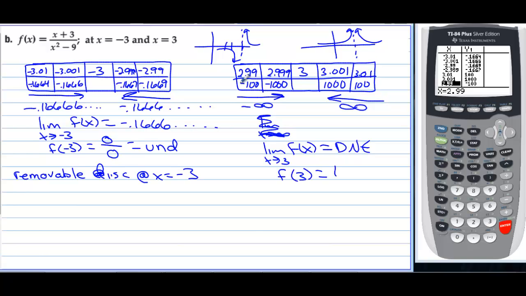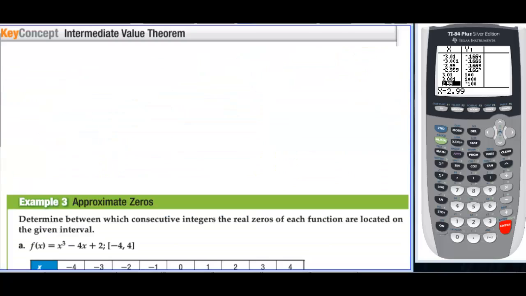f of 3 equals 6 over 0, because 3 plus 3 is 6. 9 minus 9 is 0. Neither one exists. There, I've completed the continuity test. Infinite discontinuity at x equals 3. This will go much quicker than it takes to explain it. This won't take you very long. Any questions? All right. Something a little different.